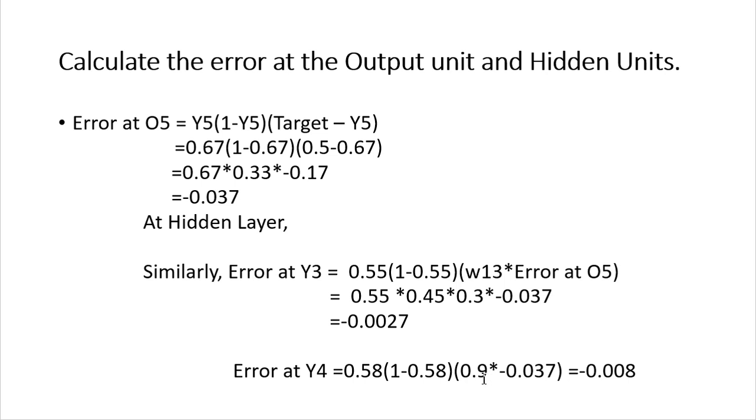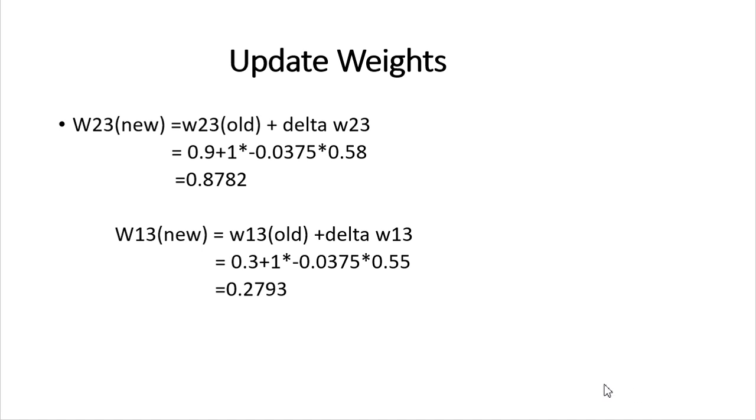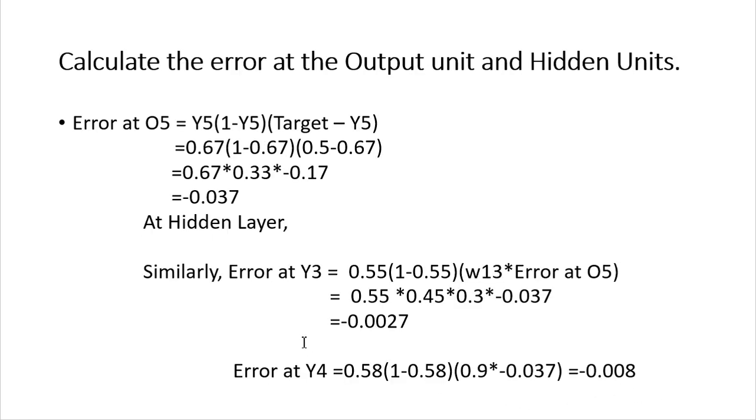Similarly, if we calculate the error at Y4, Y4 into 1 minus Y4, and the weight W23 is 0.9 into the error at Y5 or O5, so minus 0.037 in this case. So that is equal to almost minus 0.008. Once this is calculated, we will also calculate the remaining weights.